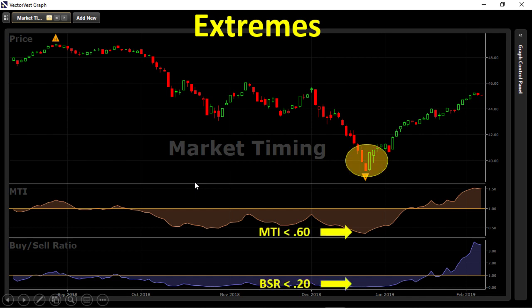Back in December of 2018, we had just that situation. The VectorVest MTI went below 0.60. The buy to sell ratio went below 0.20. When those indicators get to or below those levels, we know we're in an extremely oversold situation. We feel that a rally is rather imminent, and we have to be prepared to enter back into the market.